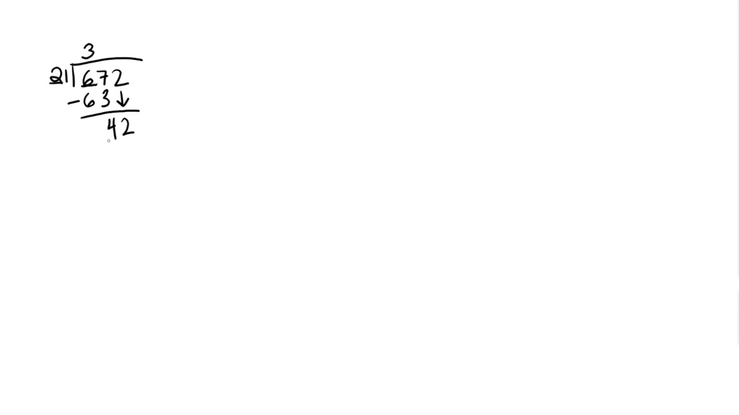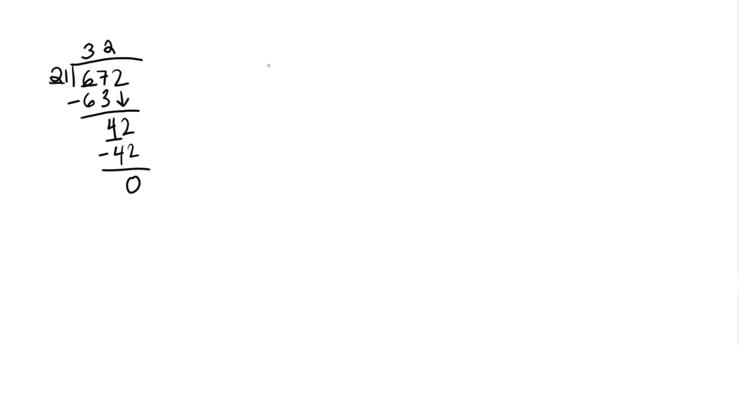And then I just repeat the process, right? So I take that, and I divide. So 4 divided by 2 is 2. And I multiply 2 by 21, and I get 42. And that gives me 0 when I subtract. So that's the basic process.